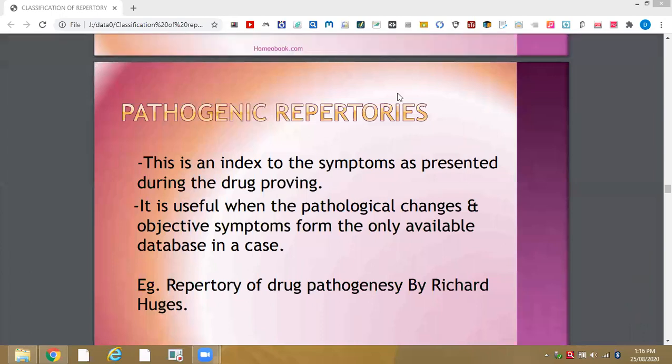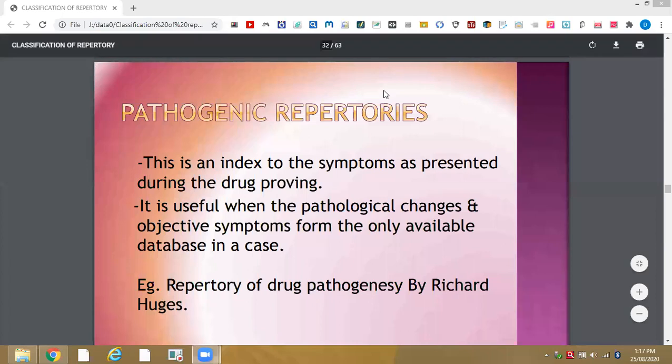This is an index to symptoms as presented during the drug proving. It is useful when the pathological changes and objective symptoms form the only available database in a case. It means it is an index of symptoms, the symptoms arranged in these repertories that we get during the drug proving.